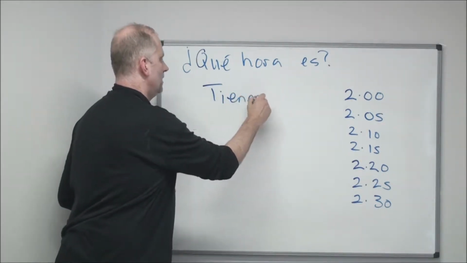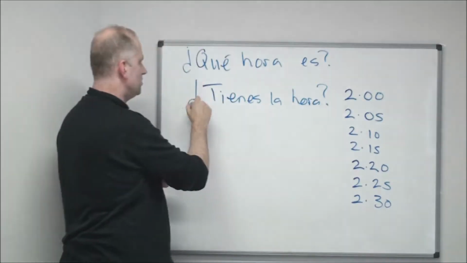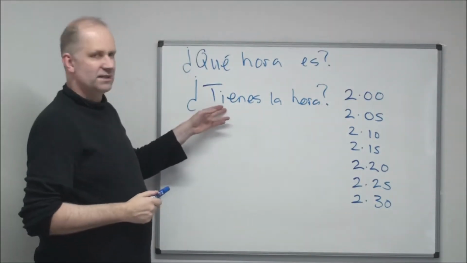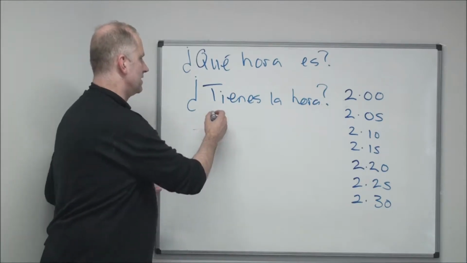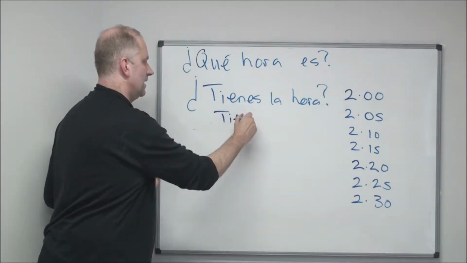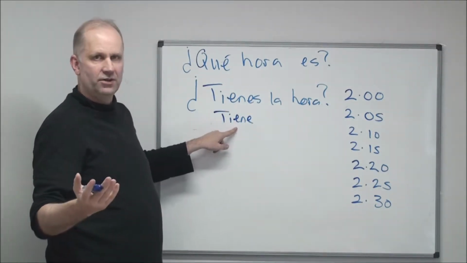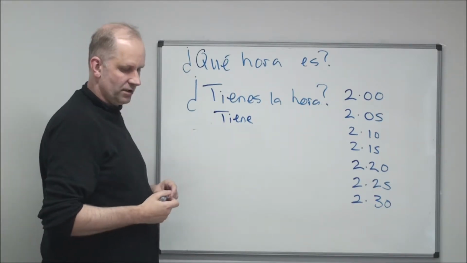¿Tienes la hora? Do you have the time? Do you know what time it is? Also, that's a bit informal, so if it's a stranger in the street, you'd probably be best off using the usted form, so it would just be the same but without the S, tiene. So asking a friend, ¿tienes la hora? Or somebody you don't know, or somebody you want to show some respect to, tiene la hora.